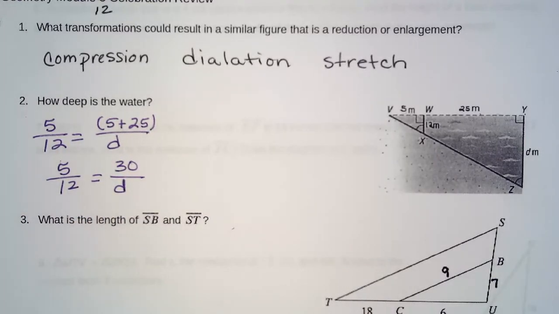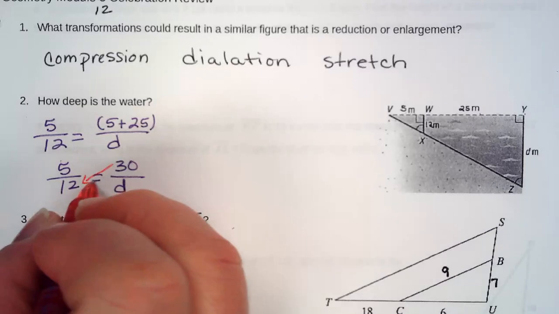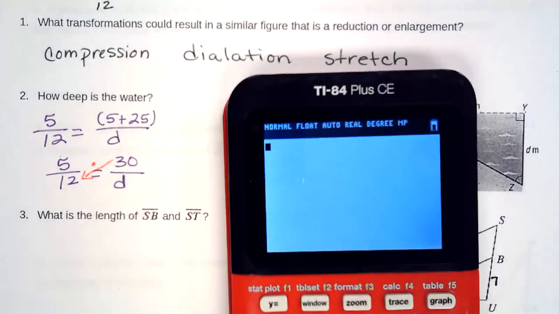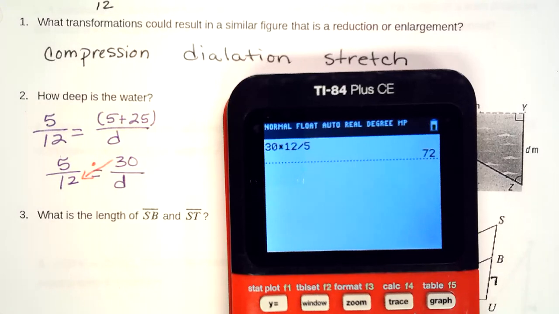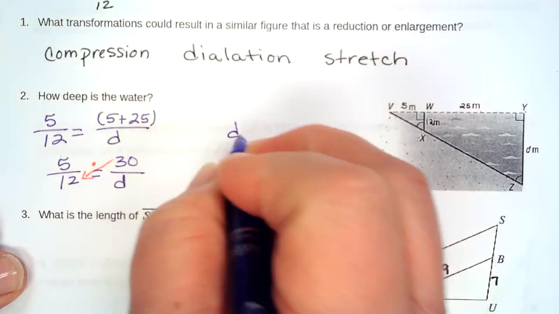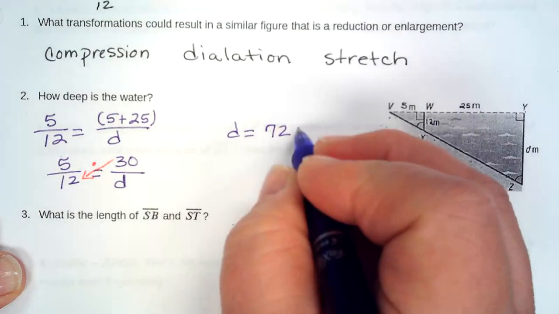Do your cross multiplication. 30 times 12 divided by 5. 30 times 12 divided by 5 is equal to 72. So the distance across is about 72, and this would be meters.